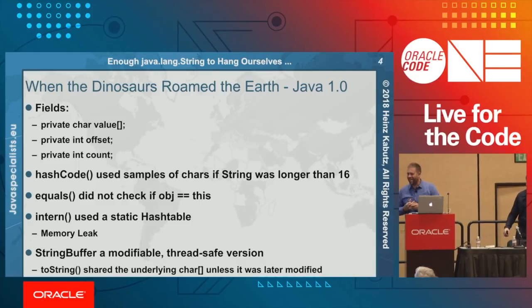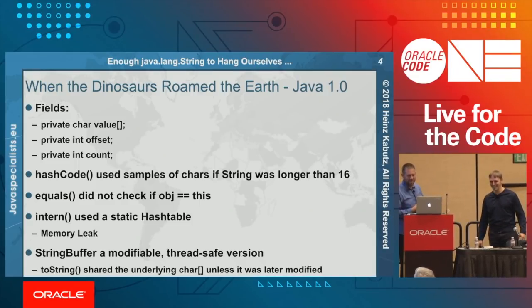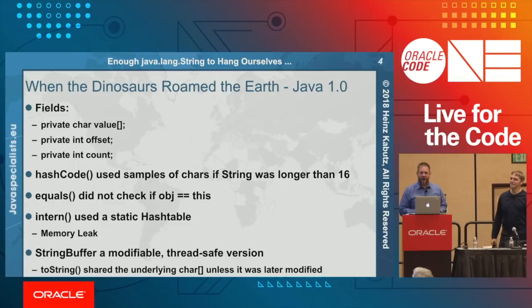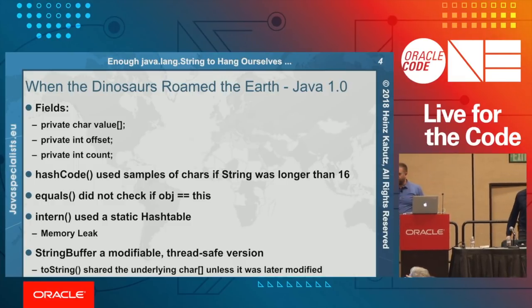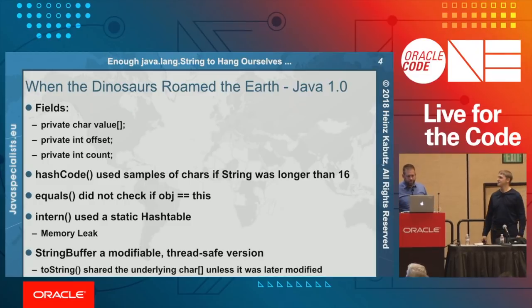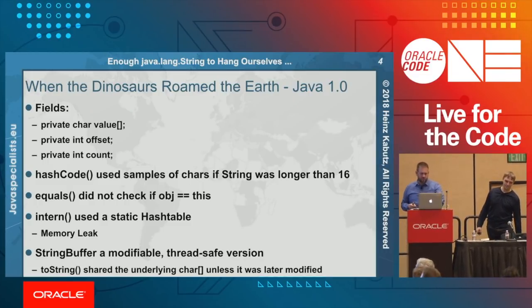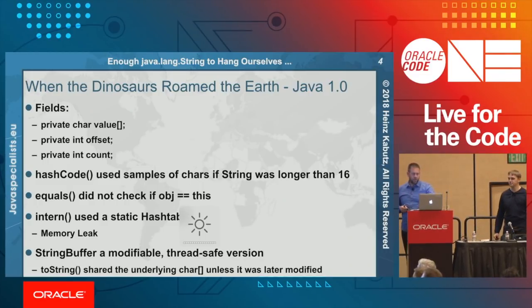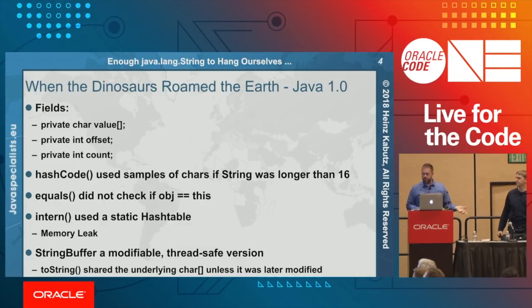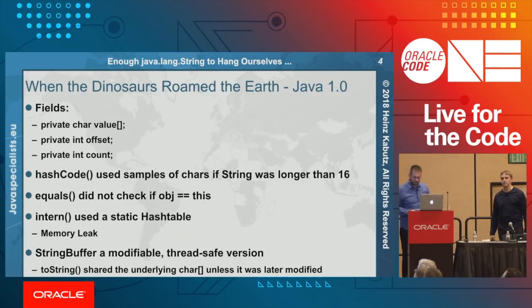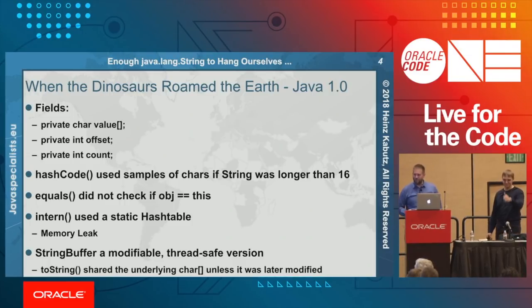Okay. So I want to take you back to the Dark Ages. No, way before the Dark Ages, when the dinosaurs roamed the earth. And when string was first invented, they had a char value array, right? They had an int offset and an int count. And the reason why they had offset and count, what did I say? I told you, 9:02 you'll come in. Exactly. Welcome.